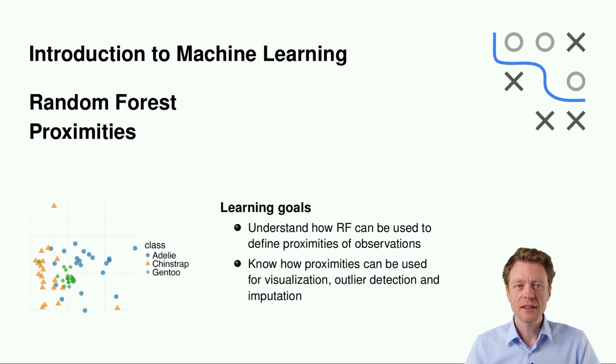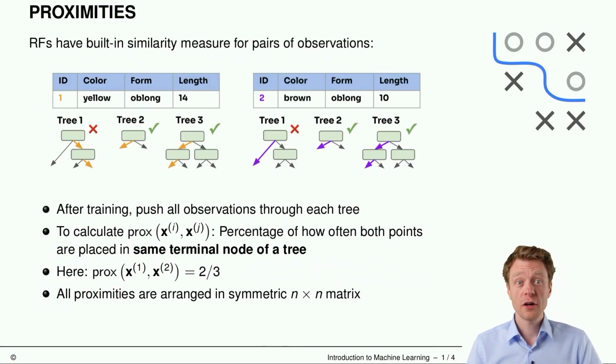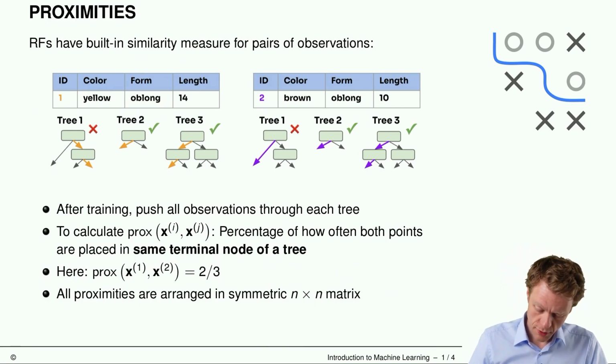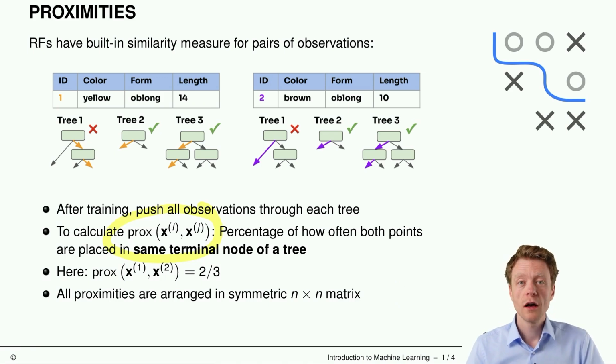First, we have to understand how random forests can be used to define proximities, and then we want to learn about how these proximities can be used and for which use cases. So first, about computing these proximities. The goal is to compute proximities between observations. You have an observation xi and an observation xj, and you want to know how far they are away from each other or how near they are to each other.